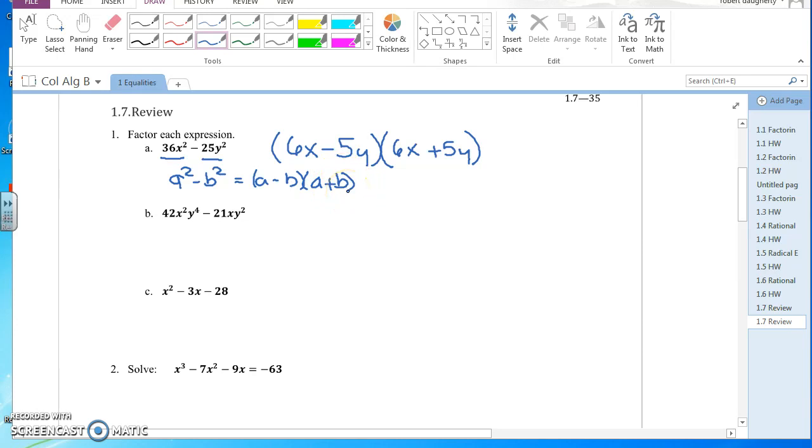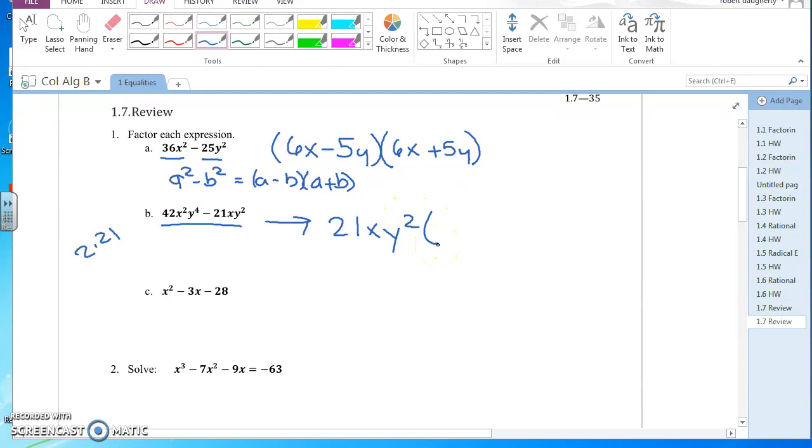Next one, I look at it, it's not difference of squares because everything is not a perfect square. The number and my exponents are not even exponents. But I can look at this one, and this is going to be greatest common factor. What do they have in common? 42, that's 2 times 21. So 21 will be my greatest common factor. So if I factor this, that will be 21. If I look at my x's, I have one x term across both terms. And you look at the y's, the common is y squared.